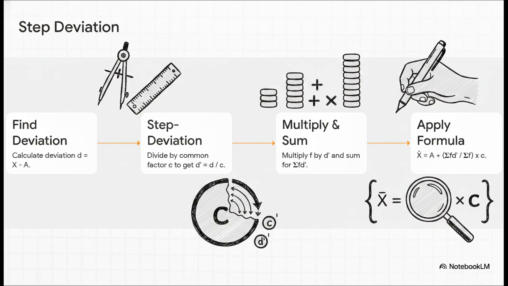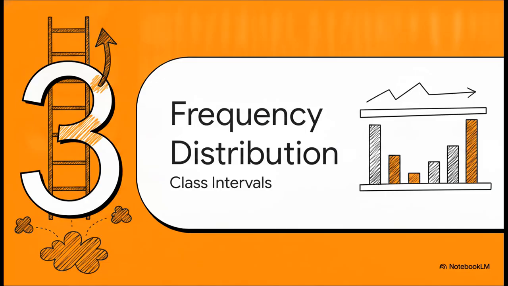You do your multiplications, sum it up, divide by total frequency, and then just multiply the whole fraction back by c at the very end to scale it back up. It's a real game changer for keeping your calculations clean. All right, step 3, frequency distribution.